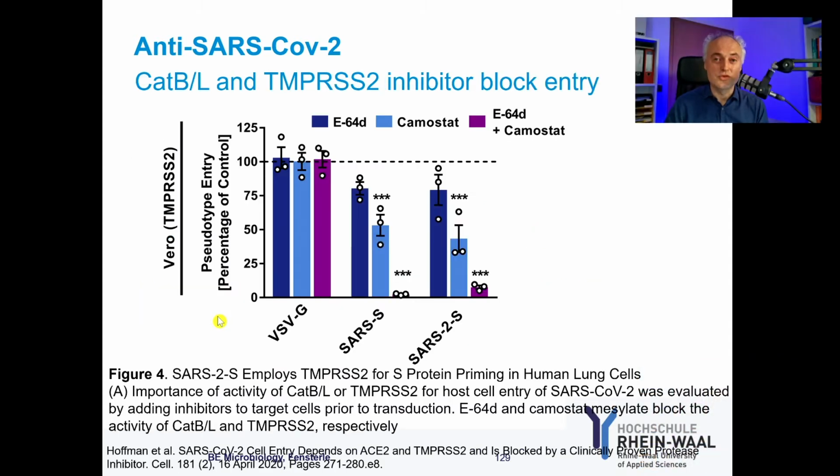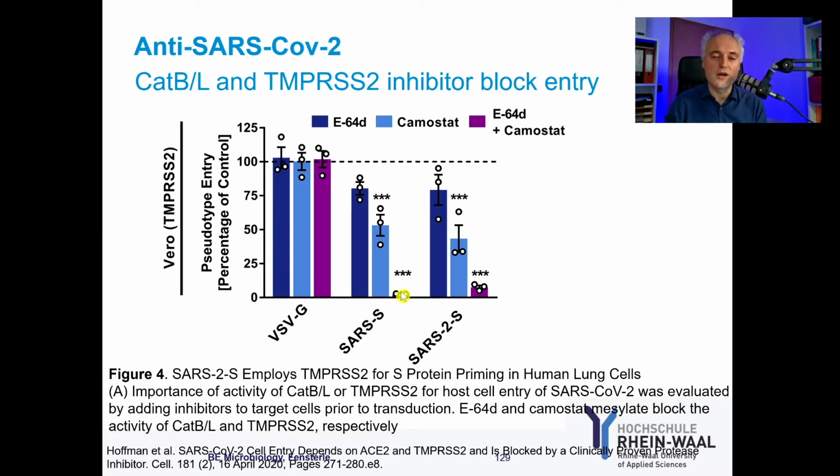And as you're a scientist, you have to look at the data. And if you look at the data, you see that two inhibitors, camostat and E64D, these inhibitors inhibited two different proteases. One is this TMPRSS2 already shown, and the other is the protease cathepsin B/L. And you see both alone, E64D not significantly, but camostat yes, and synergistically block then this entry.